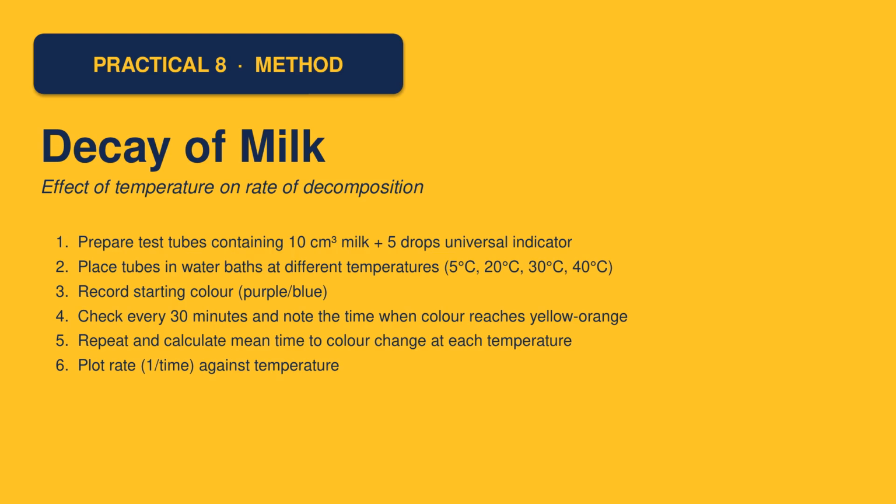The decay of milk. Milk plus universal indicator in test tubes at different temperatures. Bacteria break down the milk sugars, produce acids, and the pH drops. Indicator turns from purple to yellow. Time how long the color change takes. Fastest around 30 to 40 degrees. The enzyme optimum for the bacteria. Cold slows it. Very hot denatures the enzymes. Same reason we refrigerate food.